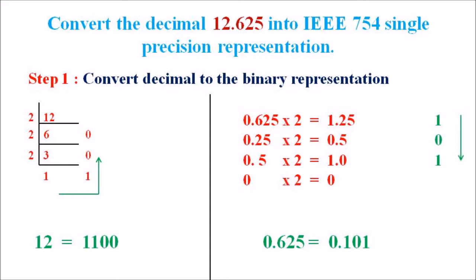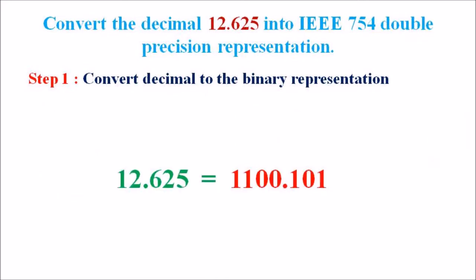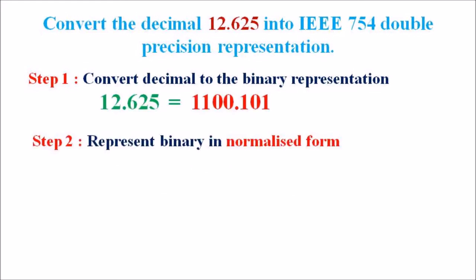So the decimal number 12.625 can be converted into binary as 1100.101. This is step 1 for the IEEE 754 conversion. In the first step, we converted the decimal into binary representation. That is, the decimal number 12.625 is represented in binary as 1100.101. In the second step, represent the binary in the normalized or exponential form.